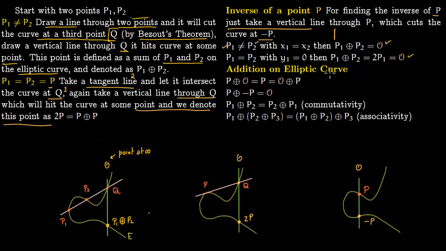Now the addition on the elliptic curve satisfies these axioms. That is, P ⊕ O, with the special point, is equal to P, and O ⊕ P is equal to P.